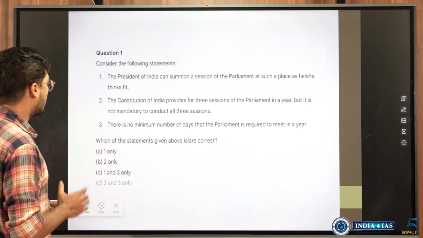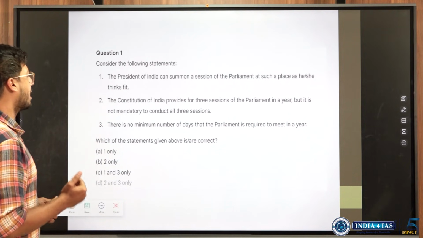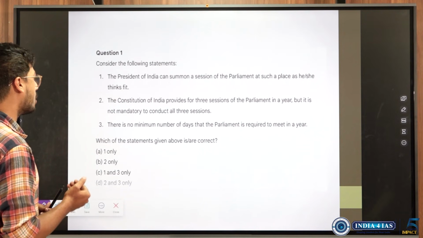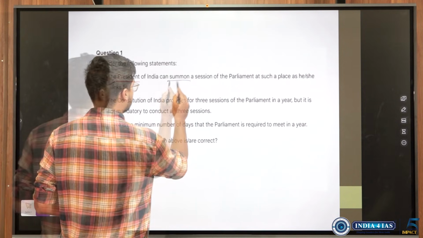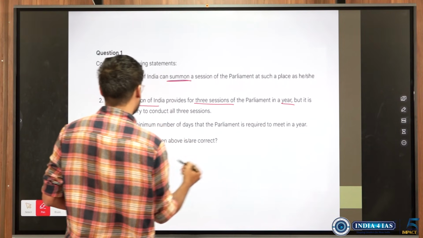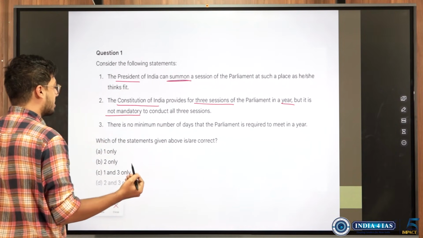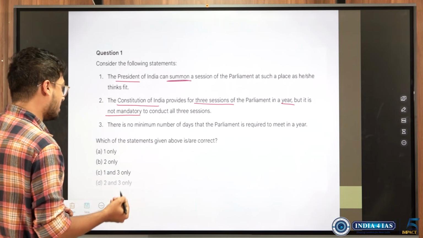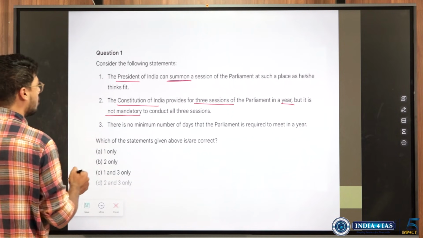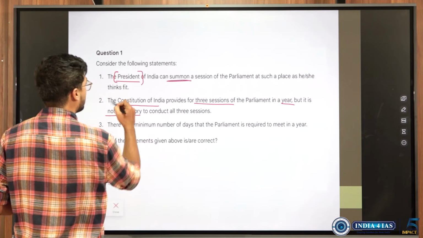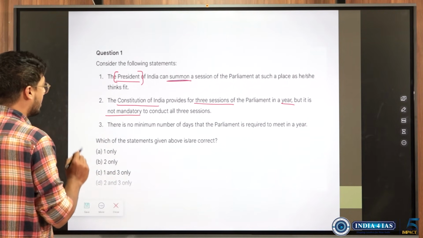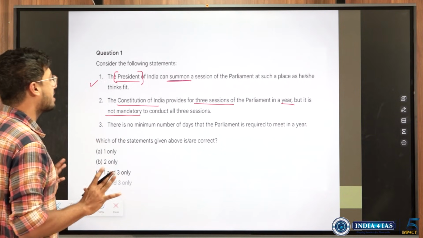First question: the President of India can summon a session of the Parliament at such place as he or she thinks fit. Second statement: Constitution of India provides for 3 sessions of the Parliament in a year, but it is not mandatory to conduct all 3 sessions. Third: there is no minimum number of days that the Parliament is required to meet in a year. First, basic static knowledge, what do we know? It is the President who will summon. Yes, the President of India can summon a session of the Parliament at such a place as he thinks fit. This is our correct statement which has been picked from the static syllabus.